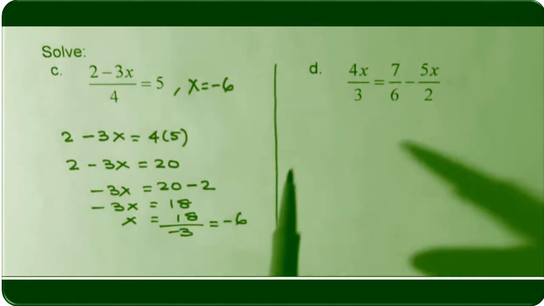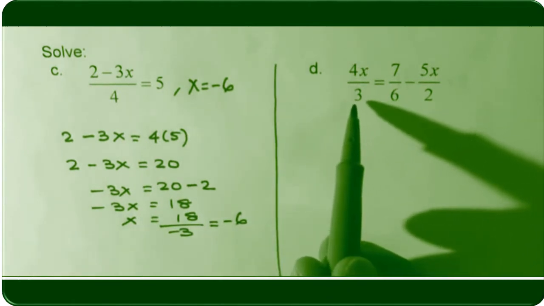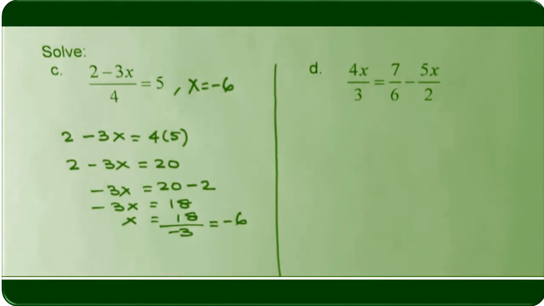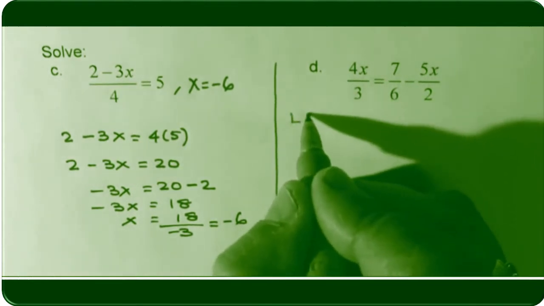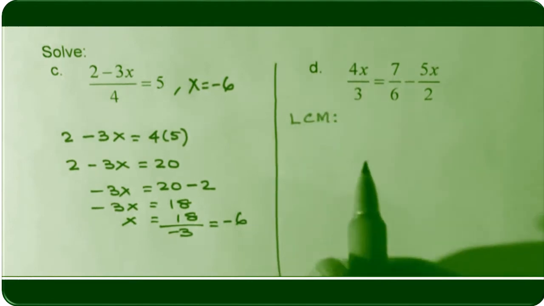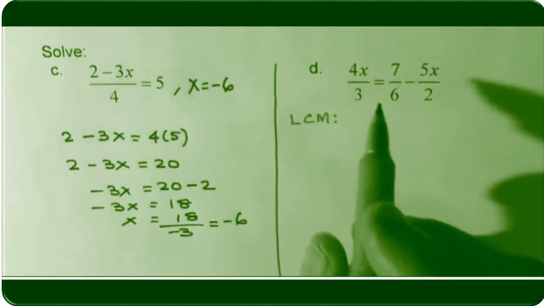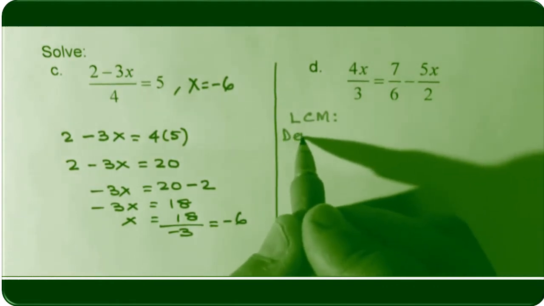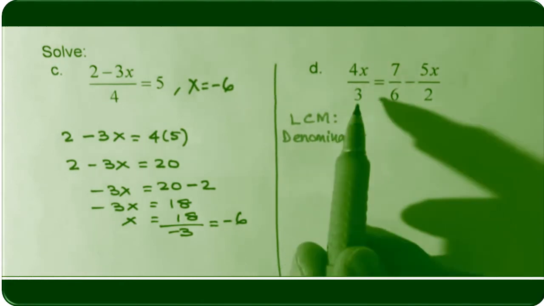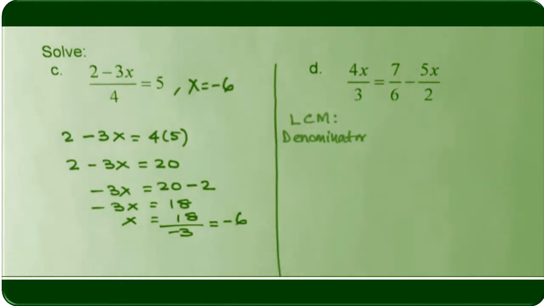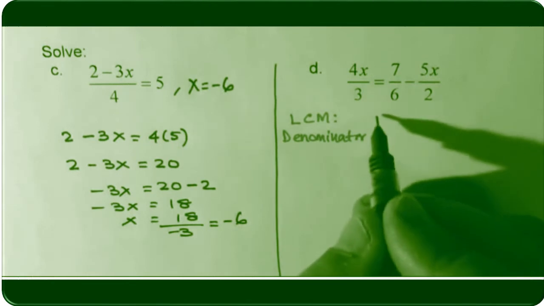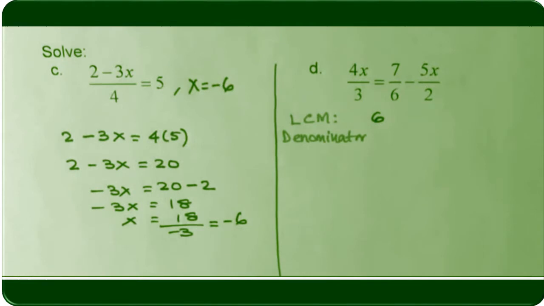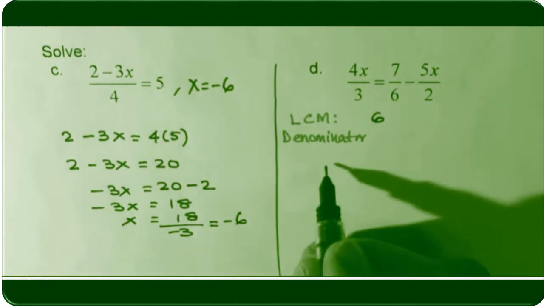Now here we see 3 different terms, so this technique is not going to work. We have to find the lowest common multiple. So we are using the second strategy. We are finding the lowest common multiple for the denominators, so 3, 6, and 2. The lowest common denominator is 6. So we are going to multiply each term by 6, right? Let us rewrite this.